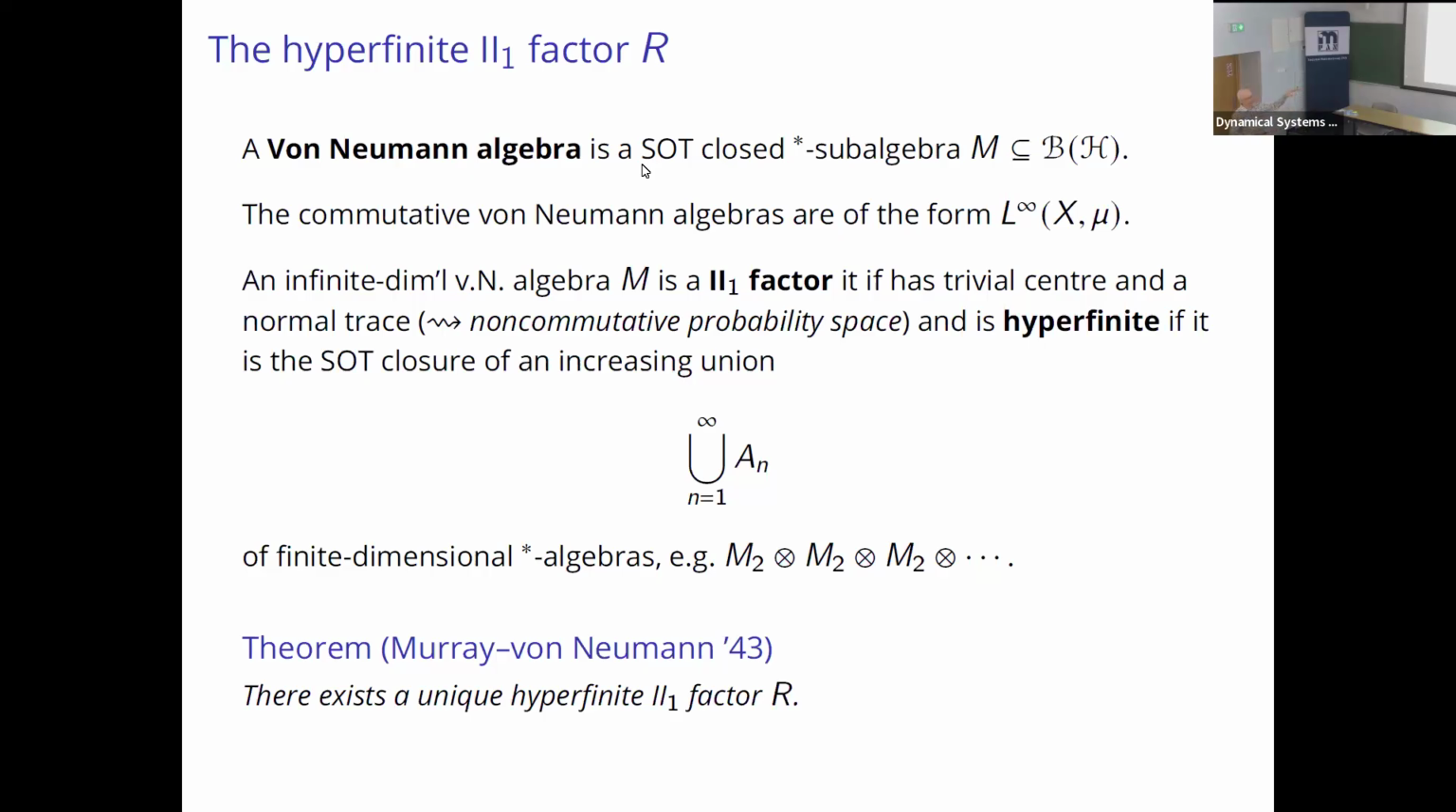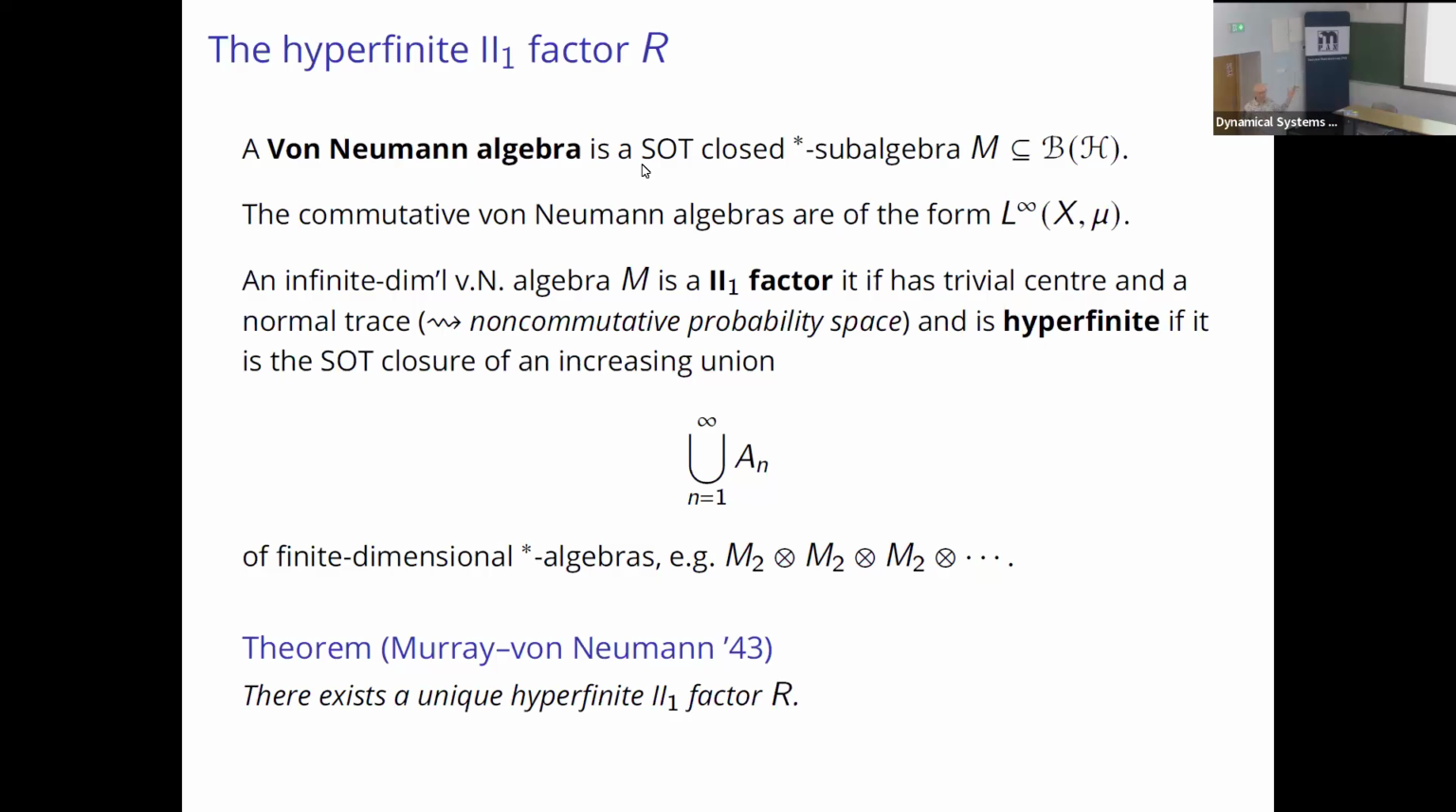The commutative von Neumann algebras are L infinity of X, so those are something very familiar. At the other end, extremely non-commutative von Neumann algebras are ones which have trivial center. So the only things that commute with everything in the algebra are just the scalar multiples of the identity. These are the so-called factors. And I'm interested here in the II_1 factors. Those are ones that in addition have a normal trace. So they have a functional that plays the role of integration.